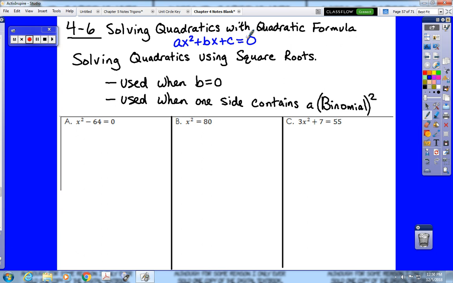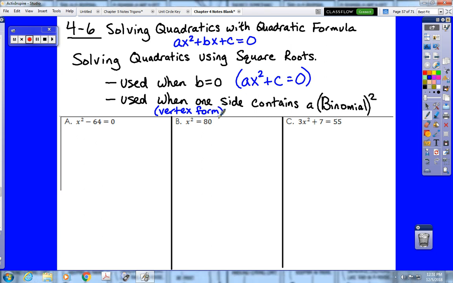When we solve a quadratic using square roots, that happens essentially in two situations. We would use this approach anytime b in this equation is equal to 0. In other words, there would not be a term with an x. It would be something along the lines of ax squared plus c equals 0. We would then solve that using square roots. The other time that we will use this is when one side of our equation contains a binomial squared. The time we've seen this so far in this chapter is when one side looks like vertex form.